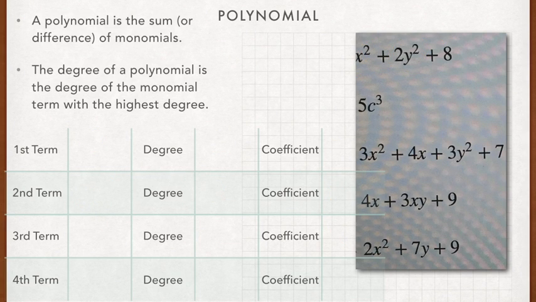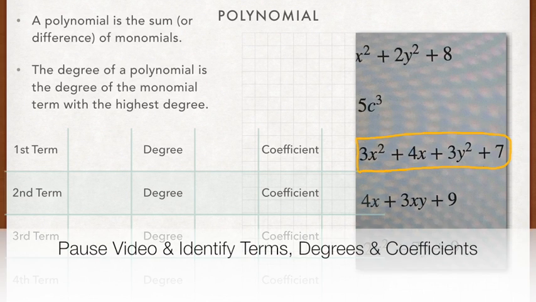Let's look at the second expression here. Our second expression is a monomial. So we only have one term, and our term is 5c cubed. The degree of this term would be our exponent, which is 3. The coefficient here would be a 5. Go ahead and try to do this one on your own.